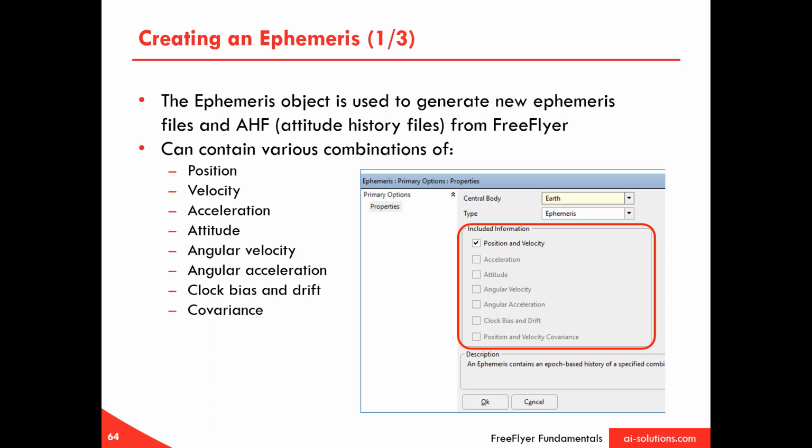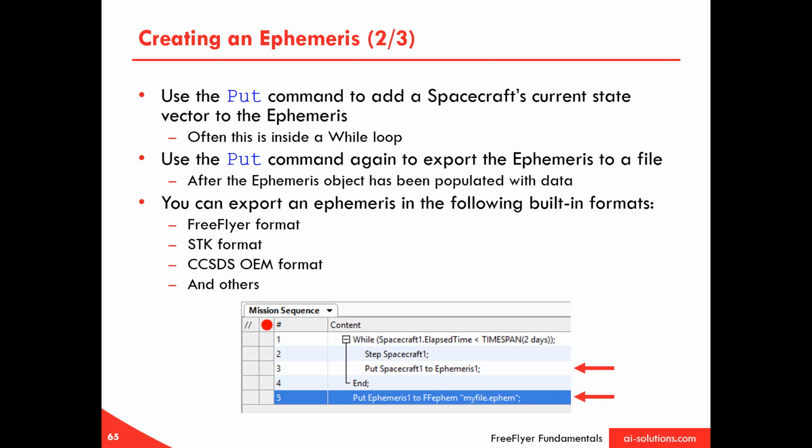Once you've configured your Ephemeris object, you'll use the put command to add the spacecraft's state vector into the Ephemeris. You can call this multiple times. For example, in the screenshot you can see that we are propagating the spacecraft in a while loop, and at each step we're putting the spacecraft state into the Ephemeris object. Once the Ephemeris contains all the state vectors that you want, you can use the put command one more time to export the Ephemeris to a data file.